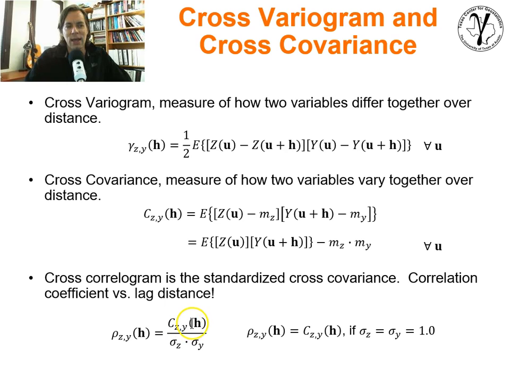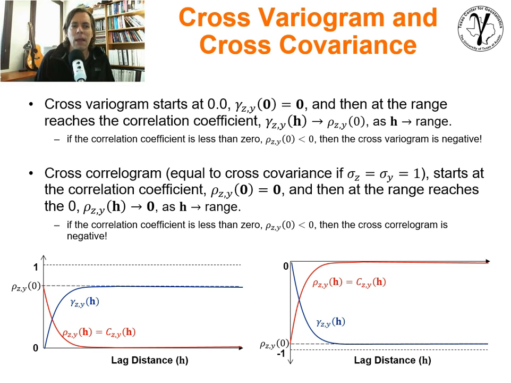Now of course we can take that, and if we standardize by the standard deviation of z times the standard deviation of y, we get a cross correlogram. And this is pretty cool because this in fact becomes a plot of the correlation coefficient between the two variables versus lag distance. So that's a pretty powerful concept of correlation over space. What does it look like? Well, if you plot them up, this is what you would get.